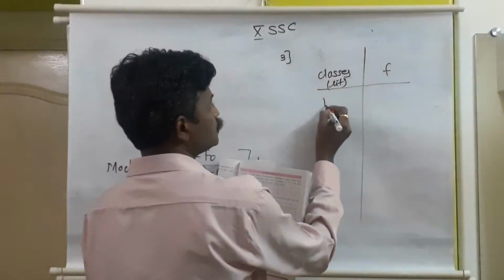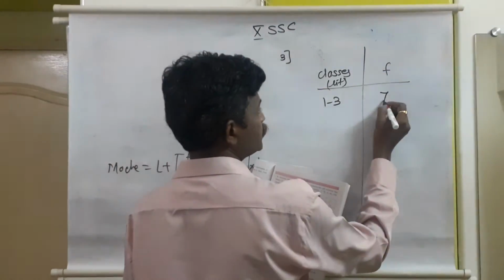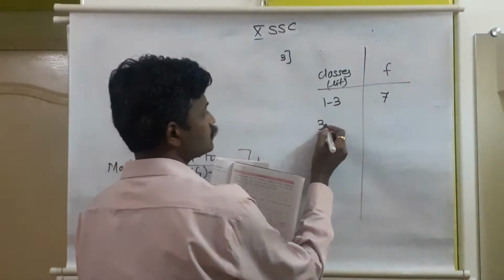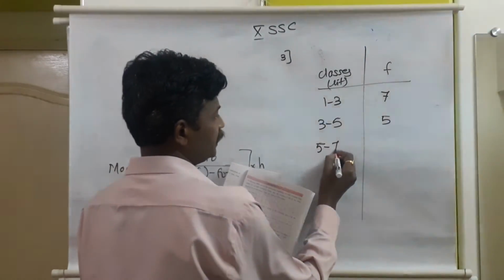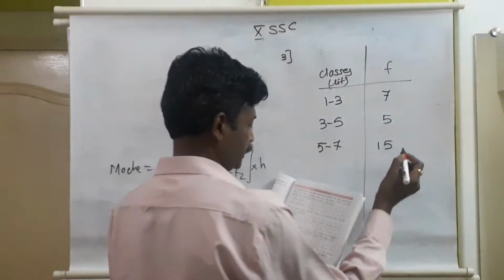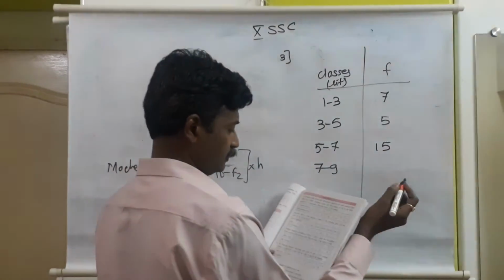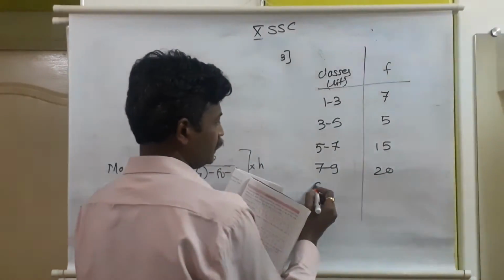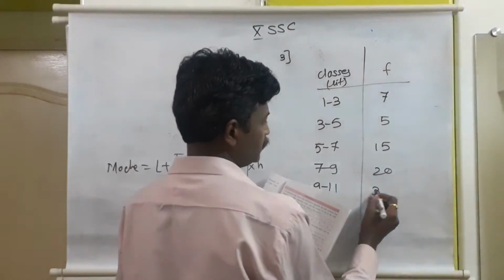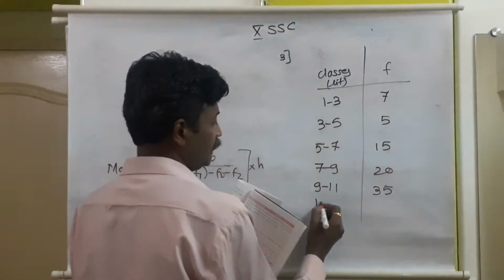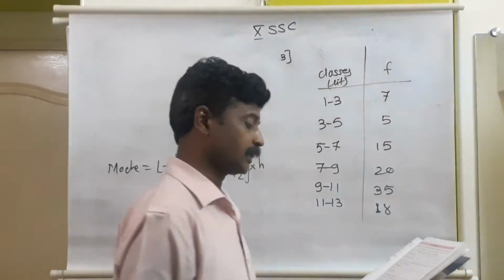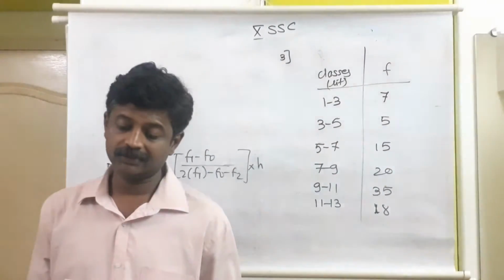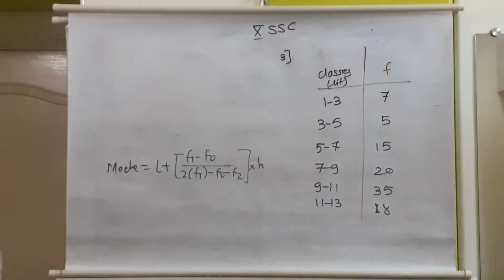Okay, so 1 to 3 liters of milk is supplied to 7 hotels. 3 to 5 liters of milk is supplied to 5 hotels. 5 to 7 liters of milk is supplied to 15 hotels. 7 to 9 liters of milk is supplied to 20 hotels. 9 to 11 liters of milk to 35 hotels, and 11 to 13 liters to 18 hotels. Based on this information, we want to find out the mode of the supply of milk.